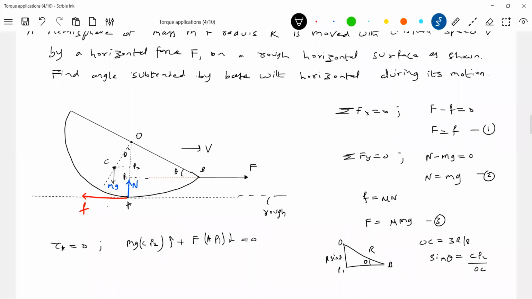Then AP1 should be what? AP1 should be equal to AO minus OP1. AO is R, OP1 is R sine theta. I'll substitute all this. mg times CP2 is positive, so this will be F equal to mu mg times AP1, which is R minus R sine theta. Solve for theta, and get the required answer.